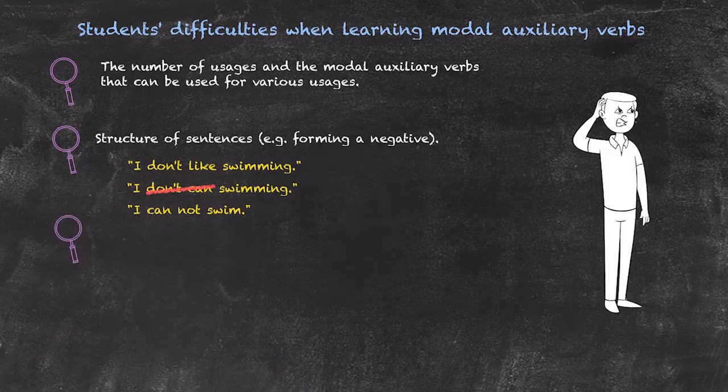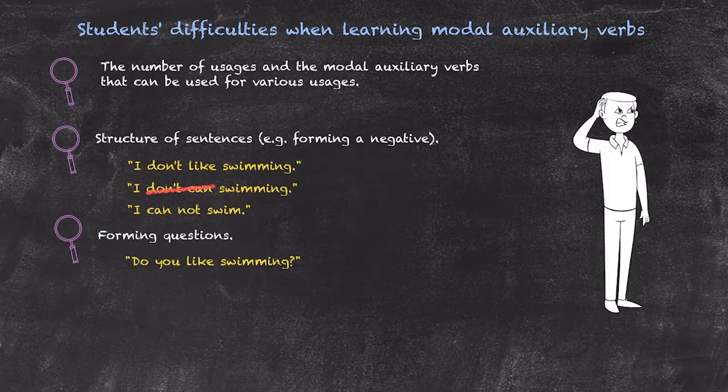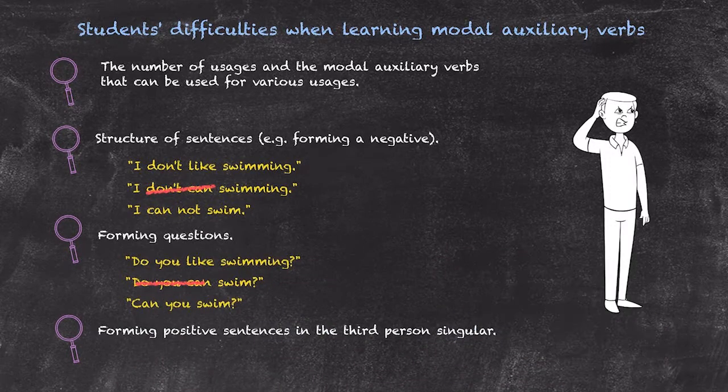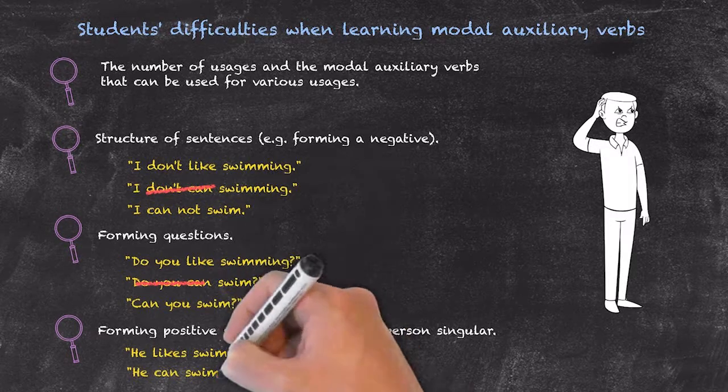Similarly, another difficulty is when the auxiliary verb do is used for questions. This isn't the case with modal auxiliary verbs. Do you can swim is incorrect, as you create questions by inversion. Can you swim? Another fundamental problem for students learning English is forming positive sentences in third person singular. He likes swimming, and he can swims. He swims is obviously correct, but the tendency may be to extend that to he can swims. The S is omitted here, as the main verb is not conjugated when used with modal auxiliary verbs. So, he can swim.